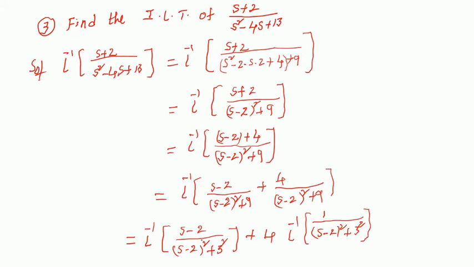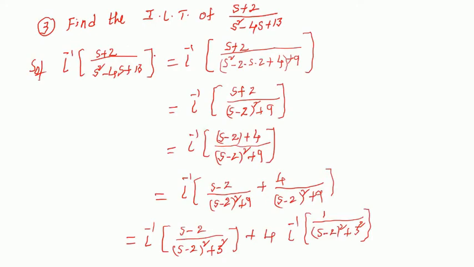Here by using the first shifting theorem, if you have s minus 2, this is in the form of s minus a. To remove the minus 2 we have to write e power 2t. The role of minus 2 is completed by writing e power 2t. What are the remaining? L inverse of s by s square plus 3 square.